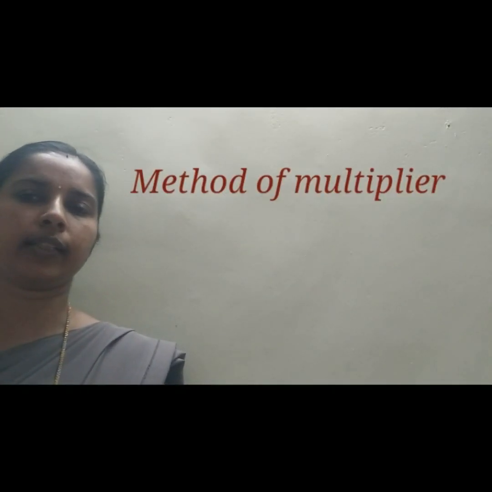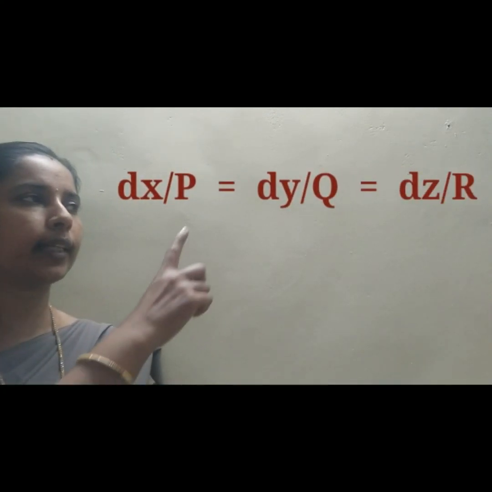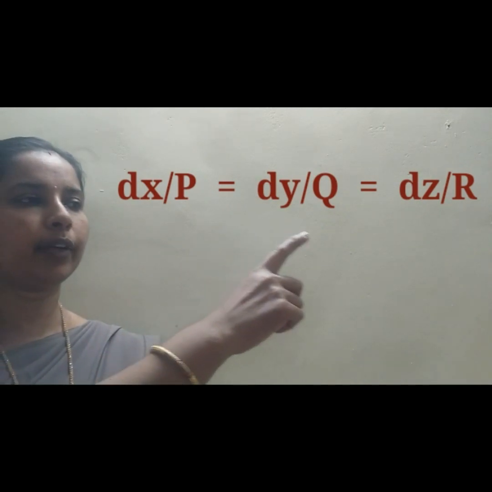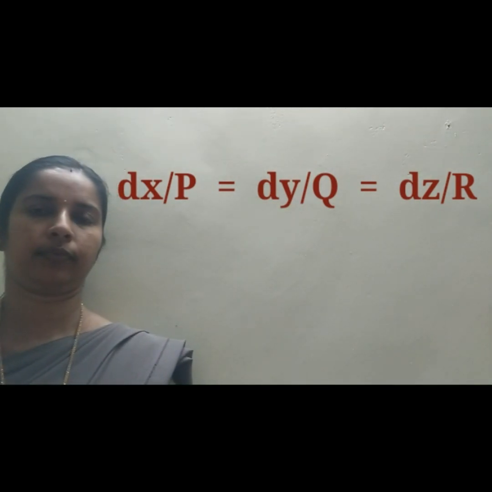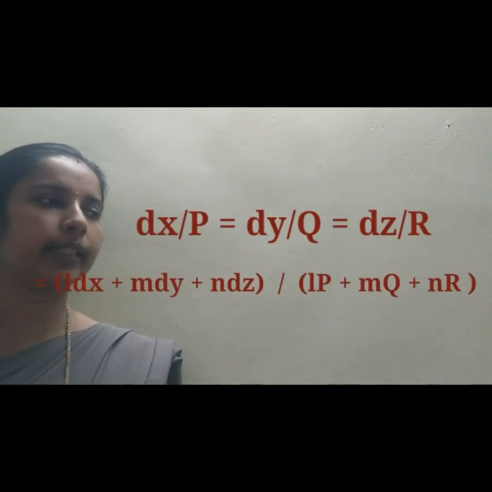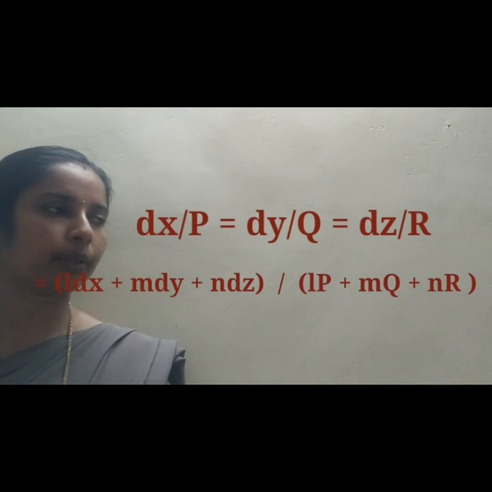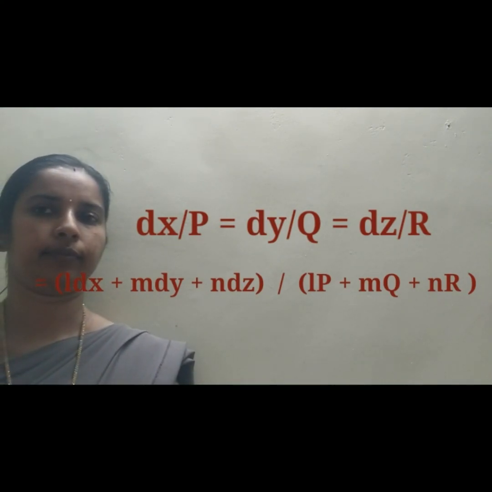Now, solving auxiliary equations by the method of multiplier technique. See, we have the auxiliary equations dx by P is equal to dy by Q is equal to dz by R. If L, M, N are constants or functions of x, y, z, then we have dx by P is equal to dy by Q is equal to dz by R is equal to L dx plus M dy plus N dz divided by Lp plus Mq plus Nr.